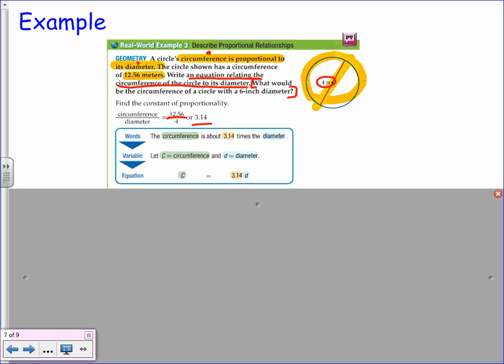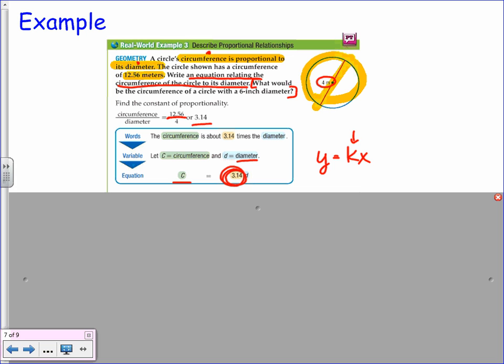Remember at the beginning of the slide when I said y equals kx? Well, what they've done is they've just replaced the y with a capital C for circumference and the x with the D for diameter, and here is my constant of proportionality. That's my K.